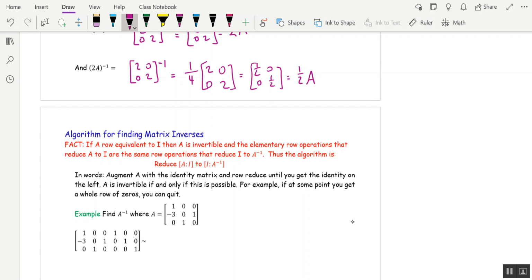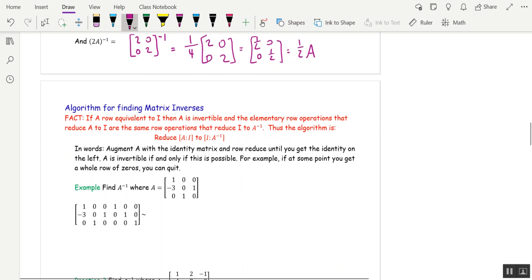And the reason you can do that is the elementary row operations that reduce A to I are the same operations that will reduce I to A inverse. I'm not going to prove that. The proof requires elementary matrices, which we will talk about because they're important. But the algorithm's pretty simple. It's just not that easy to do because this is a very big matrix when you augment A with I.